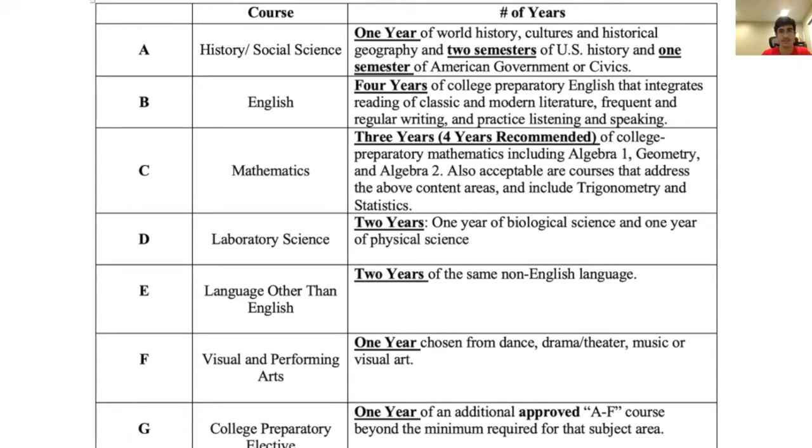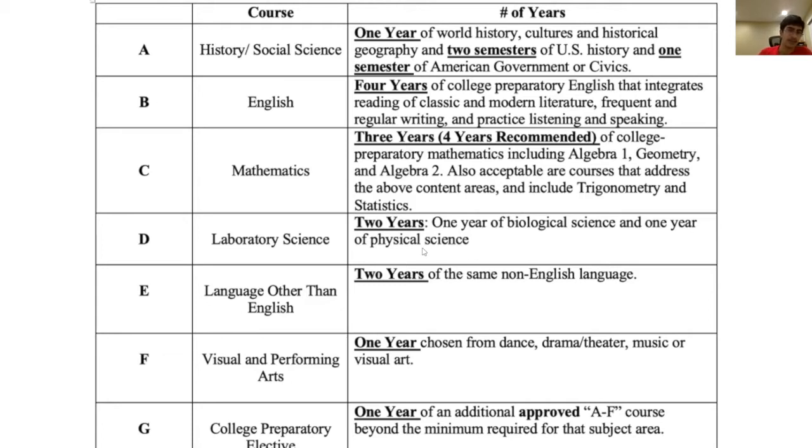The C requirement is mathematics. So you need to take 3 years to graduate, but then 4 years is recommended. Yeah, so the UC recommends 4 years, but they also accept 3 years. But since the UC recommends 4 years, you should just do 4 years. So we're going to do college preparatory academics, algebra 1, geometry, and algebra 2. By the way, that's the order in which you take those classes.